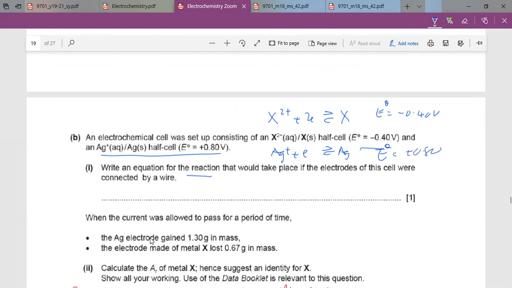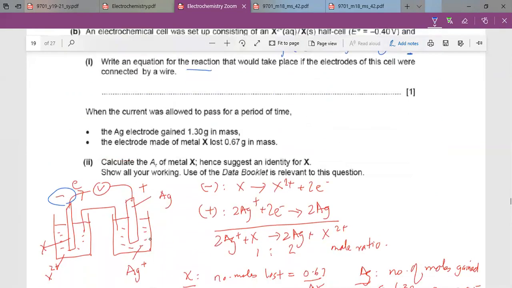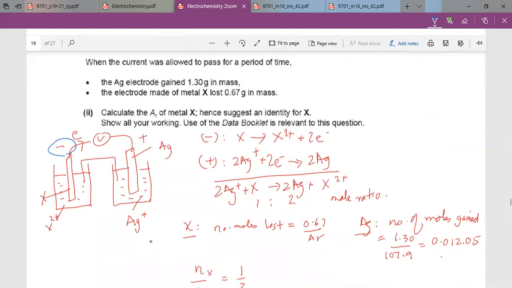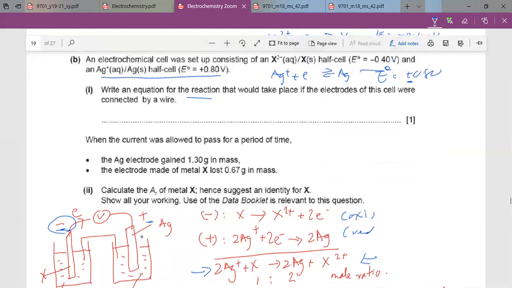Positive 0.80. So this is positive, this is negative. So negative is your X, positive is on here. So electrons flow from here. So what's the reaction here? X must undergo oxidation. This is your reduction. So now this is the actual cell reaction here. So the reaction here is 2Ag+ plus X gives you 2Ag plus X2+.